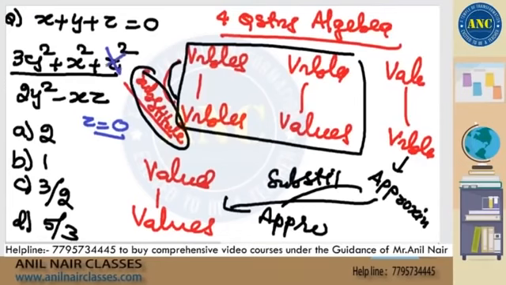Z is 0. This is out. This is out. X is minus y. So substitute 4 by 2, the answer is 2.